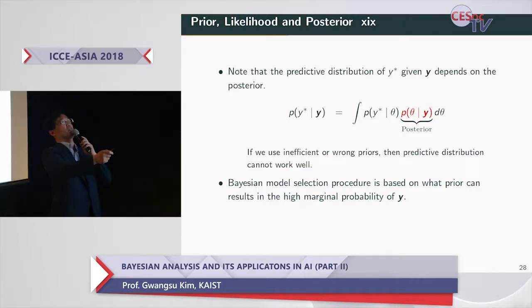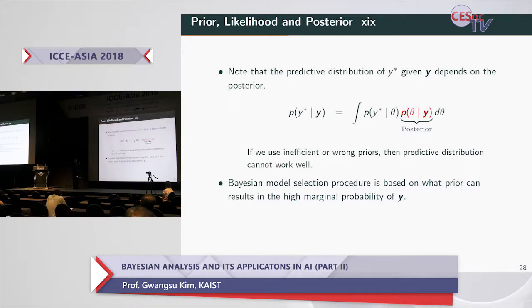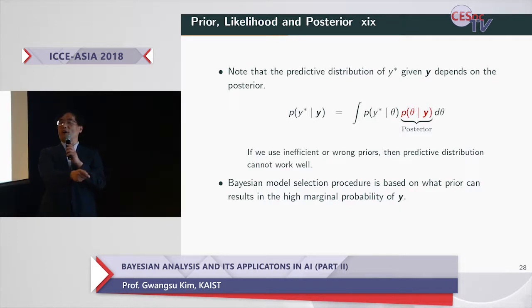And note that the predictive distribution of Y star given Y depends on the posterior, like this, and the posterior depends on what? Prior. So if we use inefficient or wrong priors, then all fails. The predictive distribution cannot work well, and the marginal probability of Y cannot be high. So the Bayesian model selection procedure is based on what prior can result in the high marginal probability of Y. It's the problem of selection.